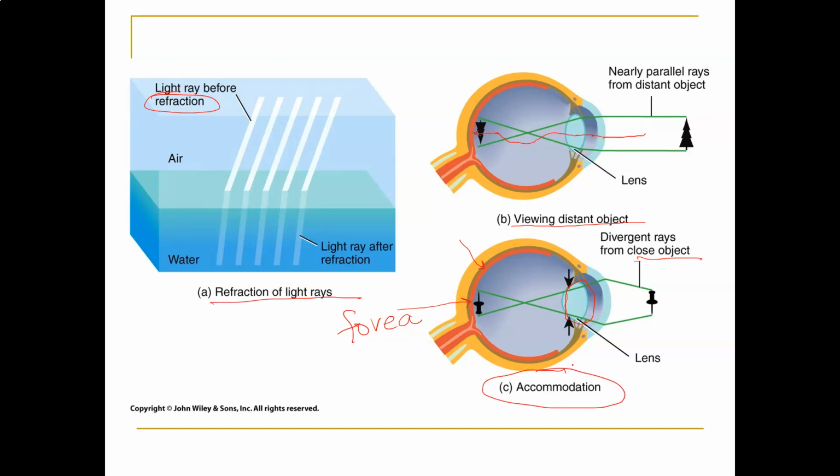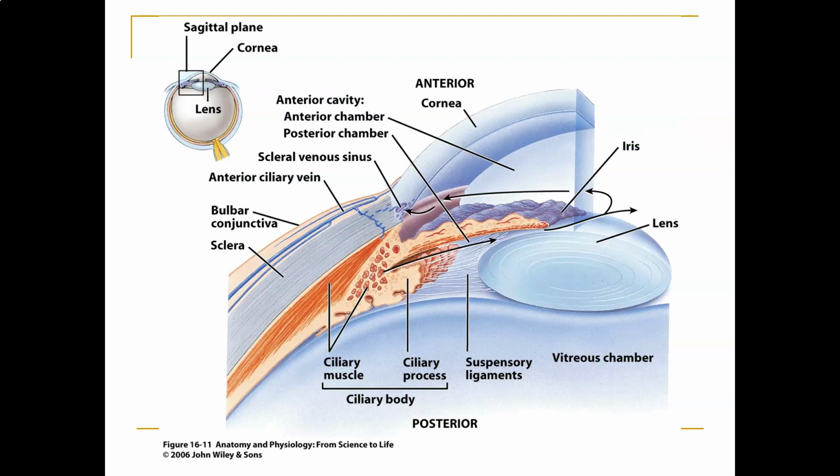So our ability to change the shape of our lens is a function of the ciliary body, the ciliary muscles in there pulling on these suspensory ligaments. And you do that so that you can focus the light on the fovea. So here's a close-up of the accommodation. Here's the ciliary muscle in your ciliary body. Here's the little white string, those are the suspensory ligaments inserting on the lens. And the lens has elasticity to it, which allows it to be somewhat malleable.